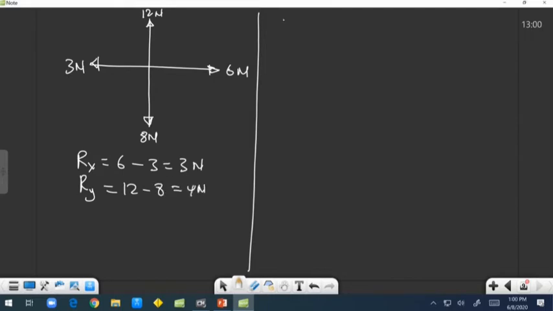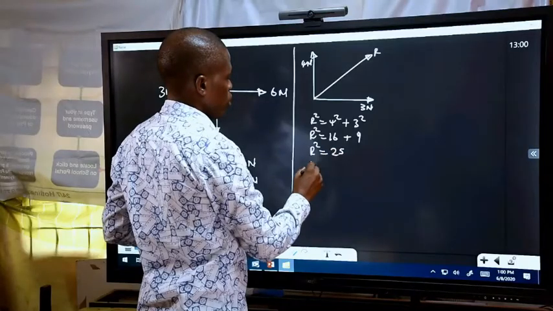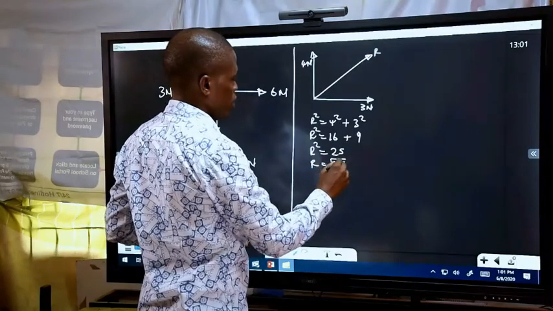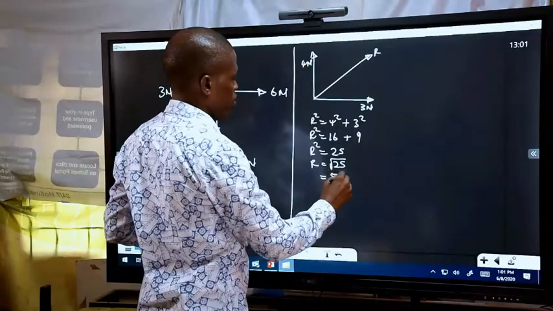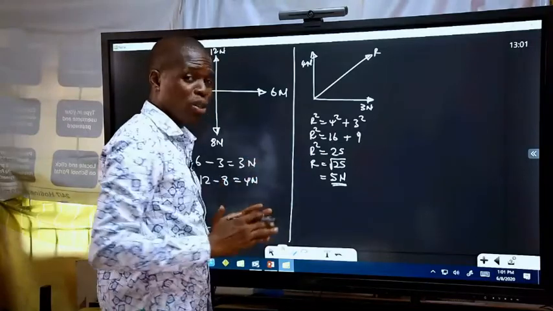So drawing a diagram to represent the two, we have Rx, which is 3 newtons, and Ry, which is 4 newtons. So the resultant is R. R squared is equal to 4 squared plus 3 squared. R squared equal to 16 plus 9. 16 plus 9 is equal to 25. So R equal to square root of 25. Square root of 25 is 5. So we have 5 newtons. So that is the resultant force, the magnitude of the resultant force.